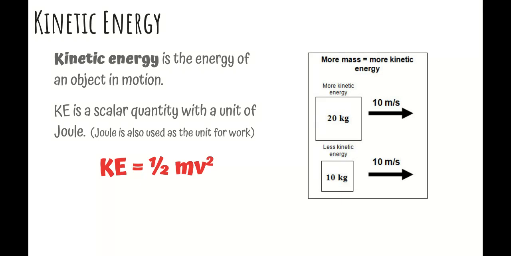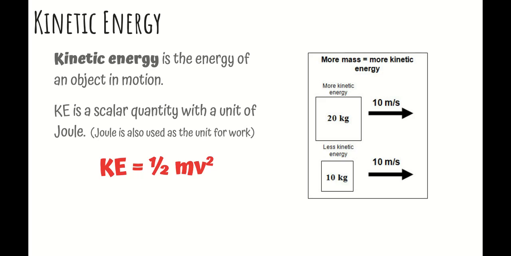So let's say you have a truck driving down the highway and it has a huge mass versus your car, and you're both driving the same speed. The truck's going to have a lot more kinetic energy because it has more mass, which is related to inertia.